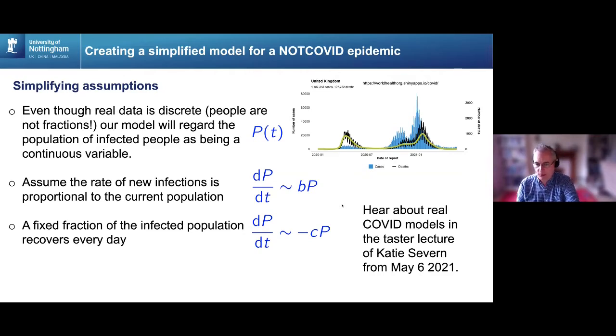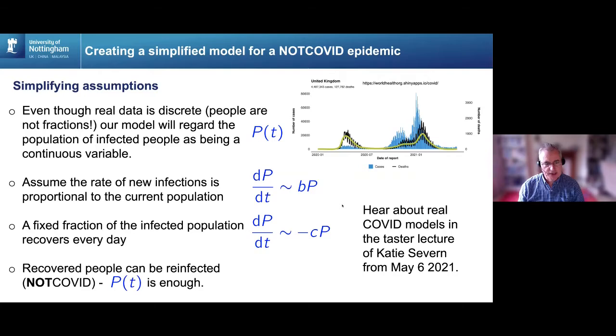People recovering today will normally have been infected 2 weeks ago. I'm ignoring that lag, and in this very initial simplified model, I'm simply saying a certain fraction of people are going to be recovered every day that the epidemic goes on. So far, that's actually not too far away from COVID.